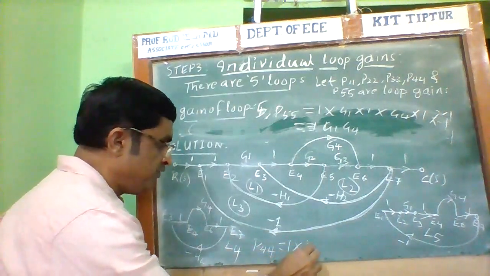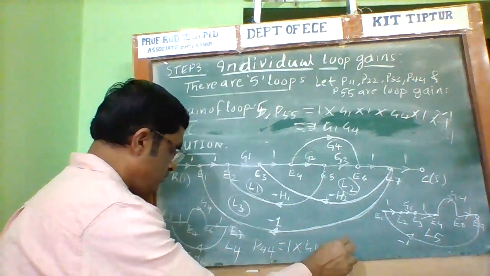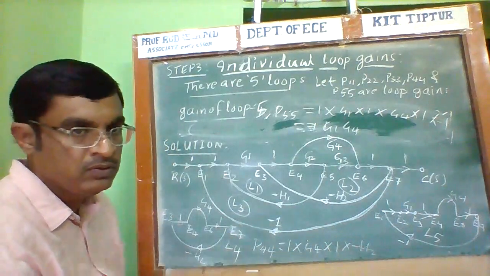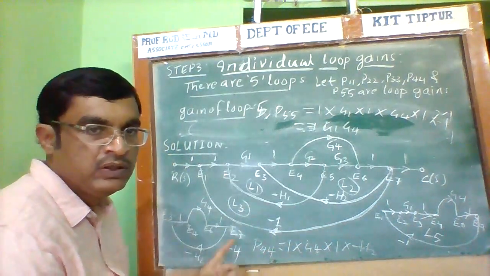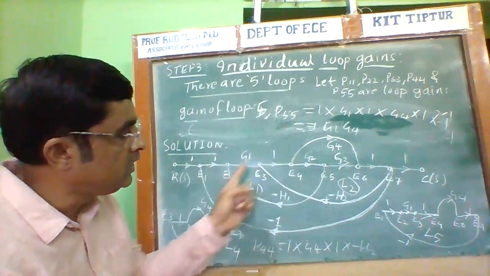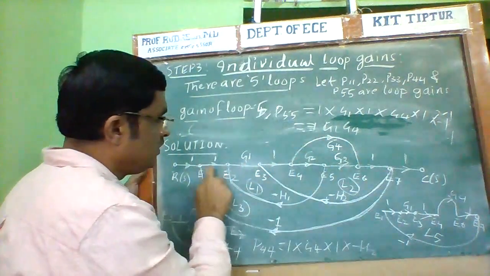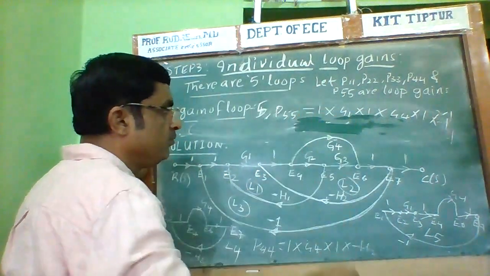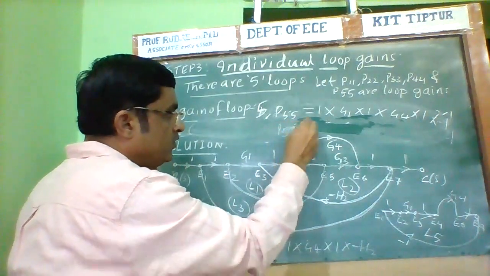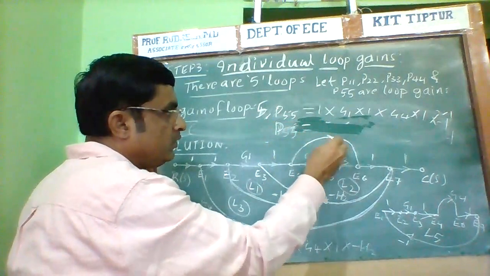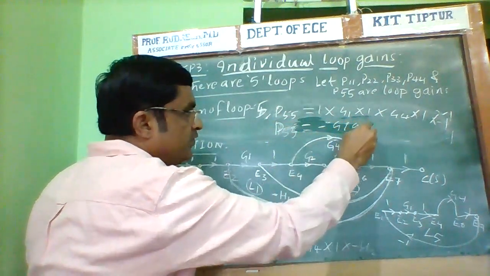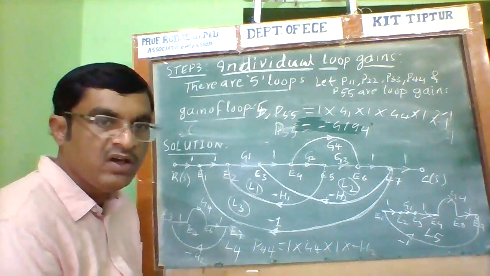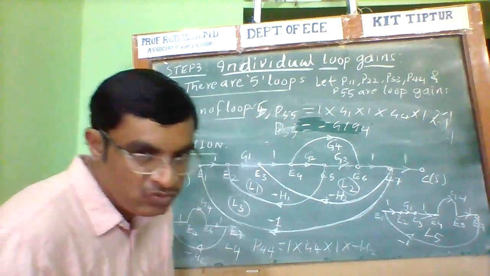loop 4. P44 is 1 into G4 into 1 into minus H2. I have written minus 1 instead of minus H2. That is wrong. This is the P44 value, so consider this value. Now similarly, the last loop has this minus 1. Now these are the gains. Therefore, P55 is nothing but the gain of loop 5, minus G1 G4. Therefore, this is the way of calculating the individual loop gains.